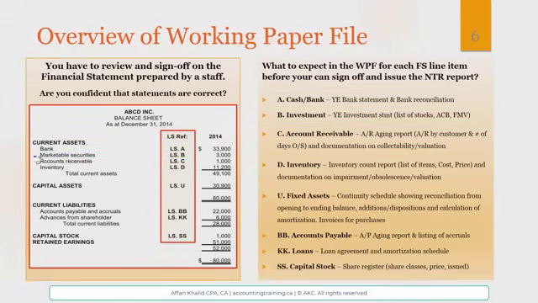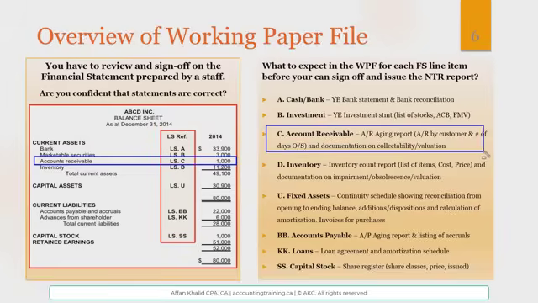To support the accounts receivable balance of $1,000, you would expect to see in section C of the working paper file the AR aging report showing the accounts receivable by each customer and the number of days the balance has remained outstanding for. You would also like to see some sort of documentation on the collectibility or valuation of the AR balance.